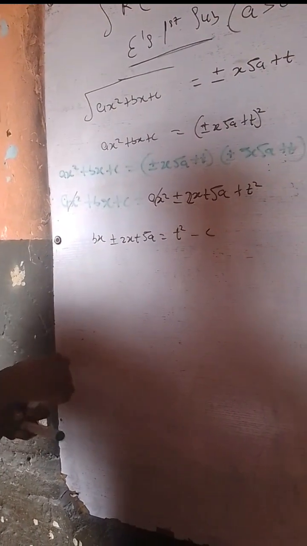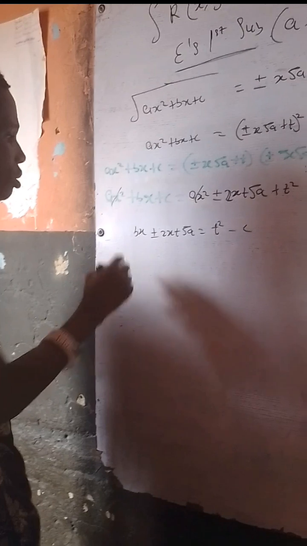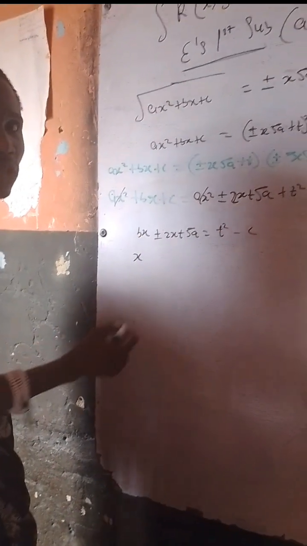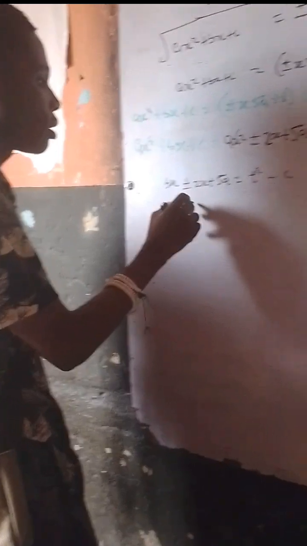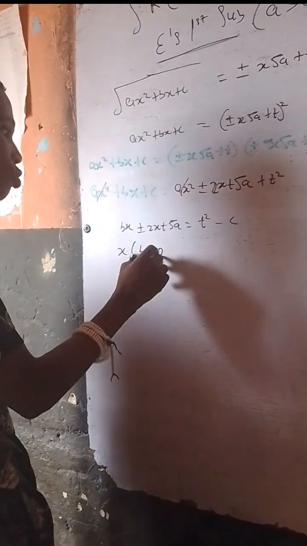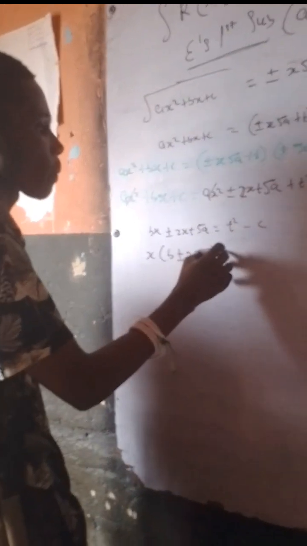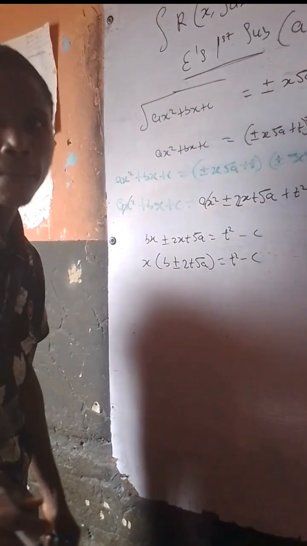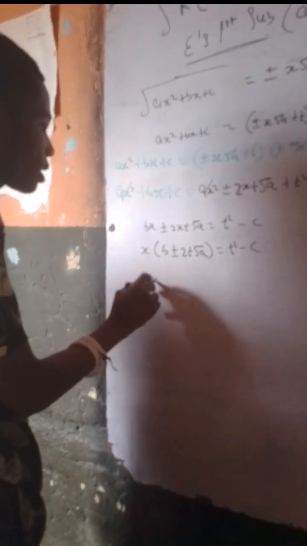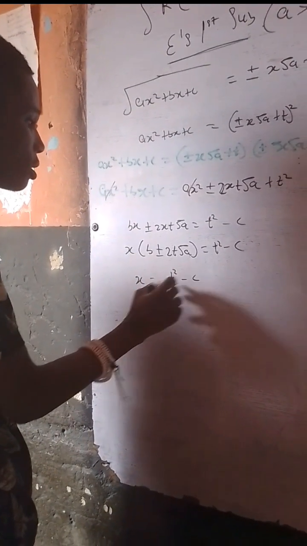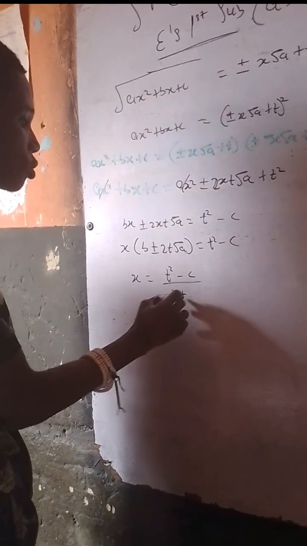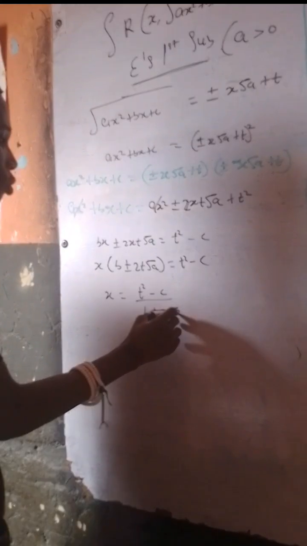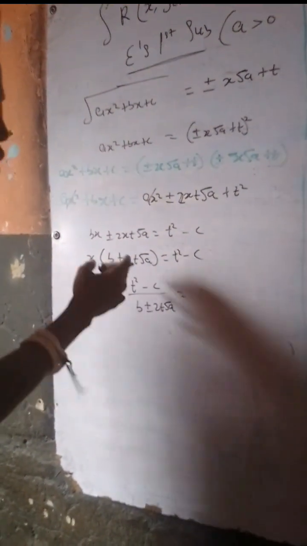by a little bit of factorization, your x is common to both of them. You can factor that out, and you have b plus or minus 2t root a, equals t squared minus c. So therefore our x will automatically be equal to t squared minus c over b plus or minus 2t root a. But here guys, we aren't done with this.